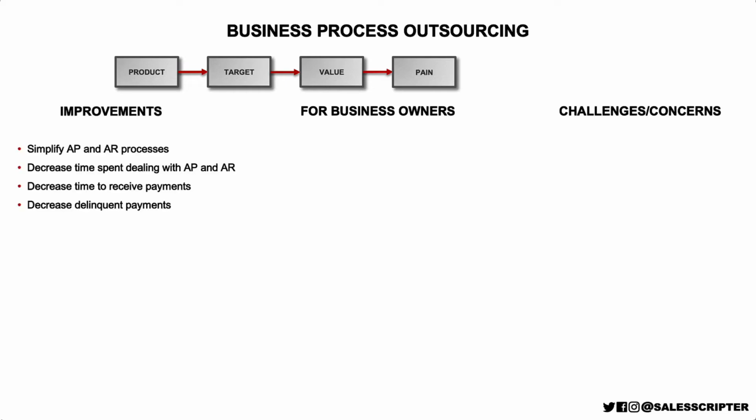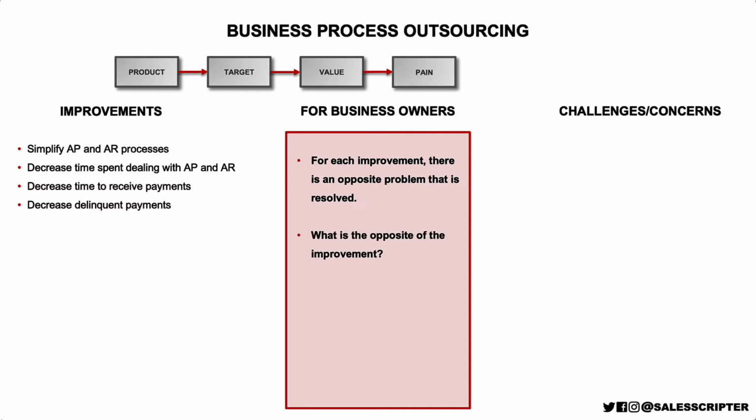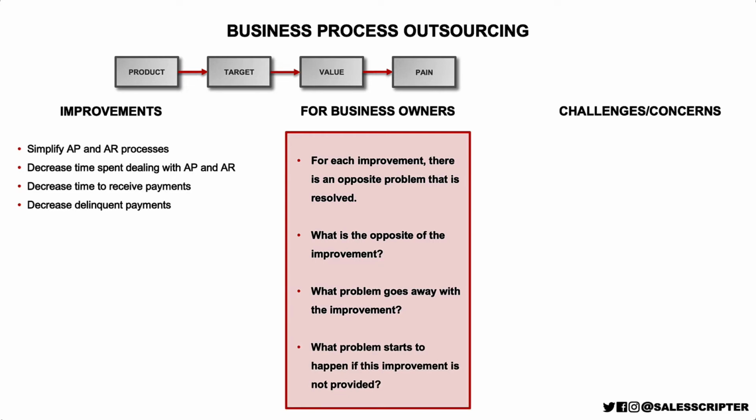And here's a trick that can make this step easier: we can bring back the improvements that we just came up with, because for each improvement, there's usually an opposite problem that goes away. If you help to make something work better, then there's a problem that is going to be decreased, resolved, or minimized. So we can look at each improvement and think, what is the opposite of that improvement? Or what problem goes away when we create that improvement? Or what problem starts to happen if that improvement is not provided? So we can go through this list one at a time and come up with basically an opposite list of problems that prospects who need our product or service might have or be concerned with.